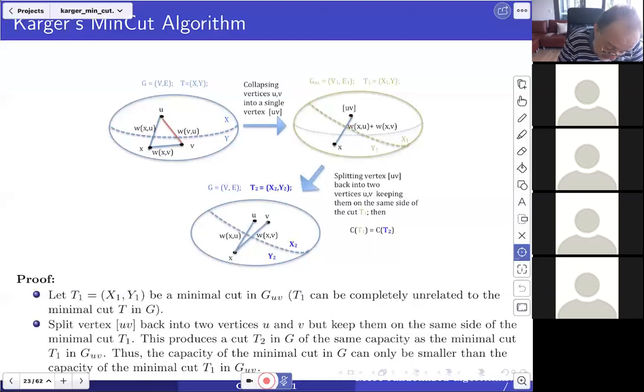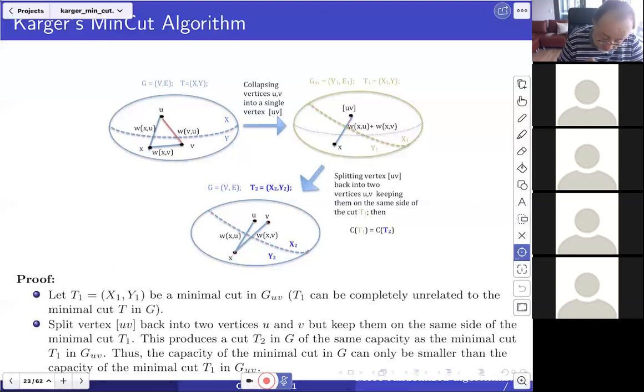And split U and V back into two vertices, but keep them in the same side of the partition where UV was. So you get a picture like this. So now, just as in the previous case argument, the capacity of this cut didn't change, right? Because we only split the capacity of this edge into capacity of two edges. So the capacity of this cut is equal to capacity of that cut.